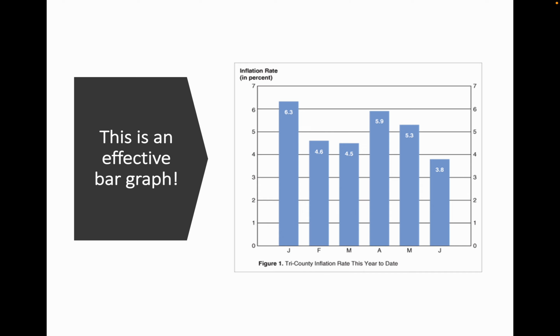So we can see that this is a much more effective bar graph. Everything is clearly labeled. We know what is happening here. It's easy to see how much each of the bars is worth. We understand, based on the letters at the bottom of the graph, that we're looking at months here: January, February, March, April, May, and June. And we can see what each of those bars represents.